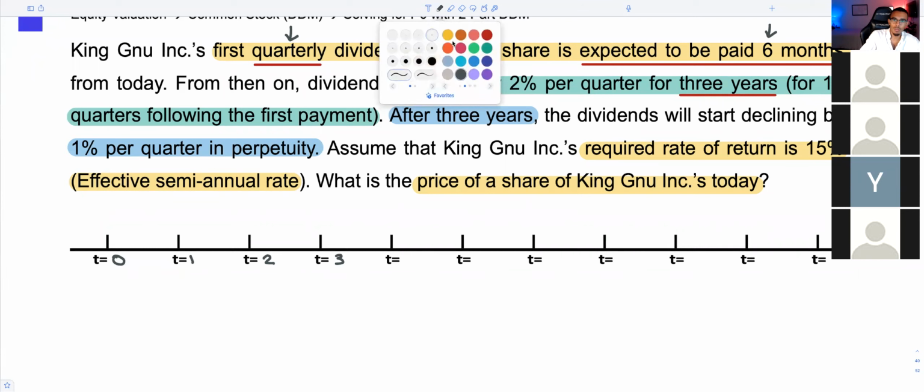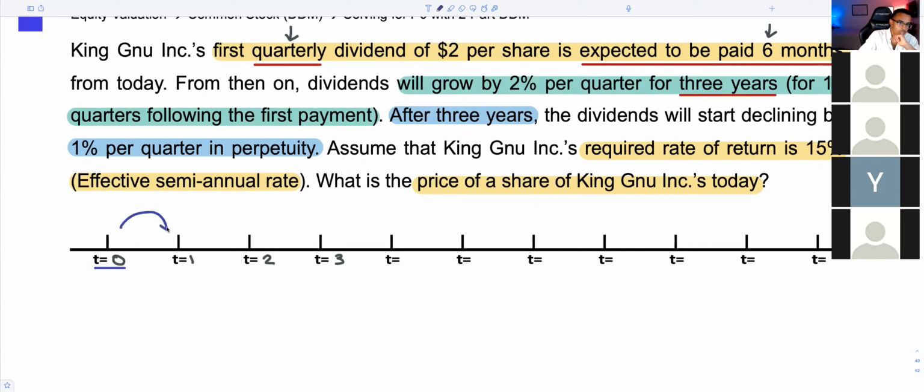when is our first dividend occurring? Where should I put it on my timeline? T0, T1, T2, T3, where? If this is us today, and we know that this is 3 months, and this is 3 months, so 3 months, 3 months, such that we would be at 6 months here from today. So where is our first payment happening on our timeline? We would put it at T2. Exactly. Amazing. So we would put our first payment at T2.